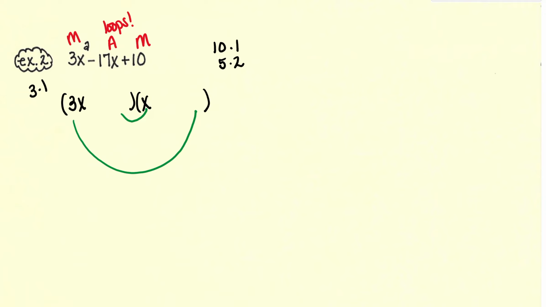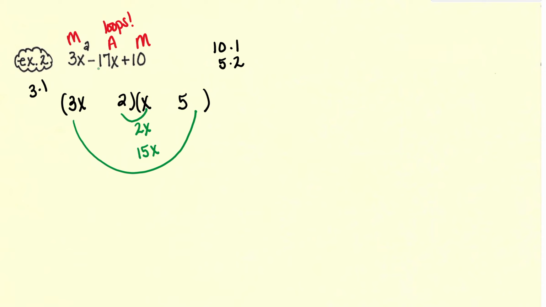And so let's reverse that and try a 2 and a 5. All right, let's check our loops. 2 times x is 2x. 3 times 5 is 15x. And I can have a 2 and a 15 combination to get me to 17.